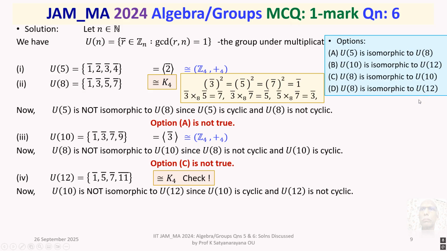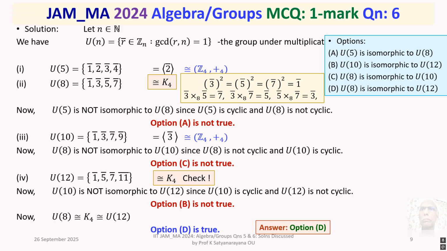U8 is isomorphic to U12. Why? U8 is isomorphic to K4. U12 is also isomorphic to K4. Therefore, U8 is isomorphic to U12. So, option B is not true. U10 is isomorphic to U12, it's not true. And now, U8 is isomorphic to K4, U12 is isomorphic to K4. Therefore, U8 is isomorphic to U12. Therefore, option D is true. Right. Summarizing all the options, the answer to this question is option D.